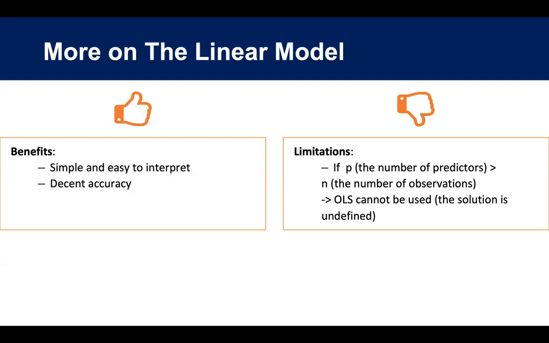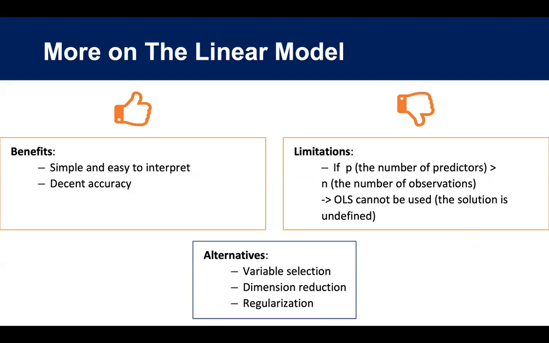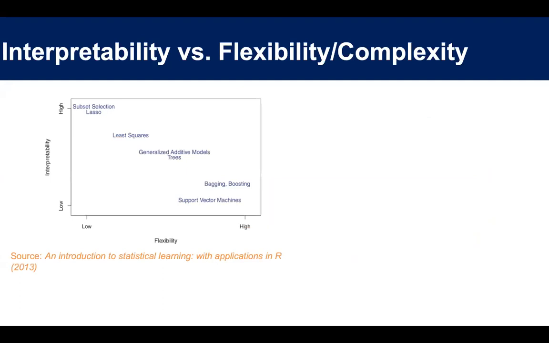Some benefits of the linear model: it's simple and easy to interpret, and we get decent accuracy. However, there are some limitations. So if the number of predictors is greater than the number of observations, ordinary least squares or linear regression cannot be used. We have some alternatives here: variable selection, dimension reduction, and regularization.